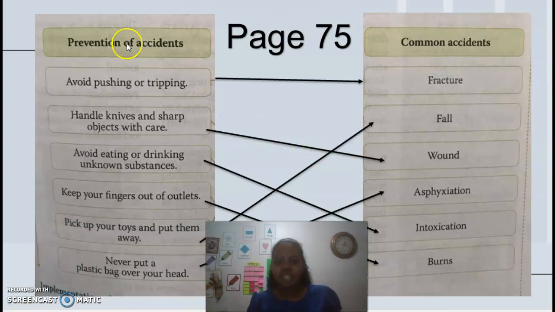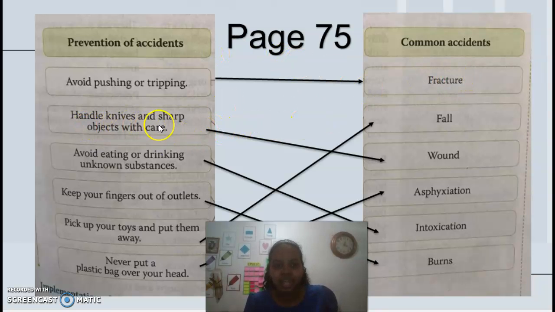So, prevention of accidents. In your book, page 75, you're going to find this prevention of accidents. What you're going to do is join with a line the correct common accident with the correct prevention. For example, fractures. Avoid pushing or tripping. That's the correct one. Instead of doing another thing, you're going to avoid pushing or tripping in order to avoid fractures.